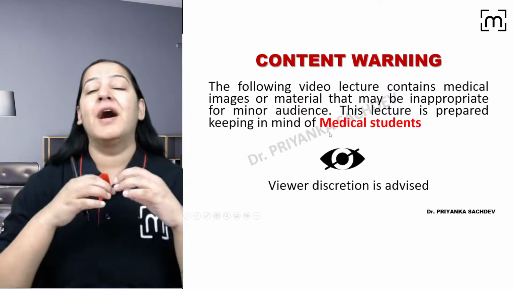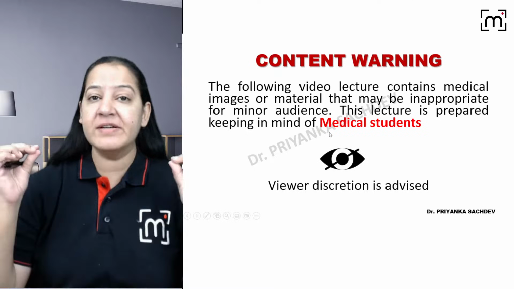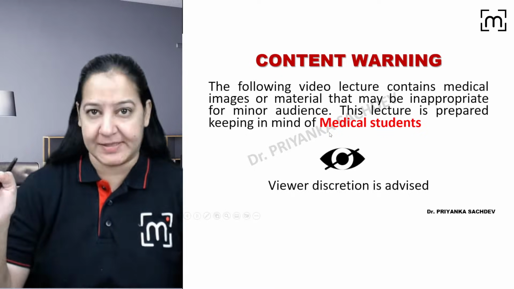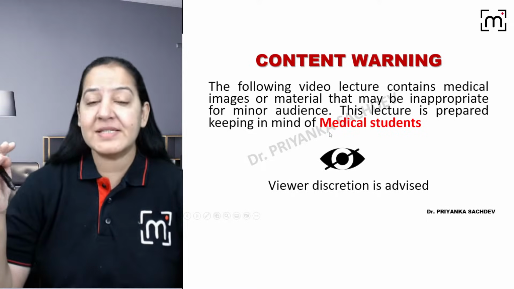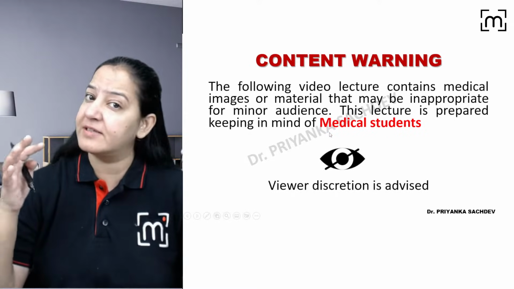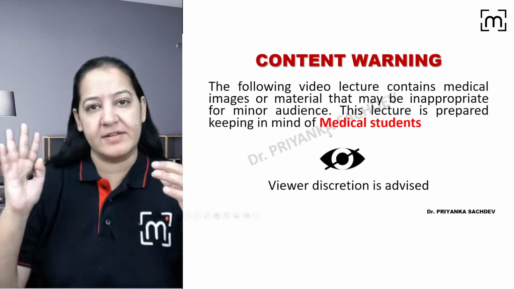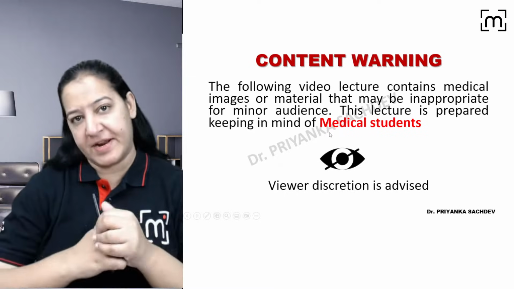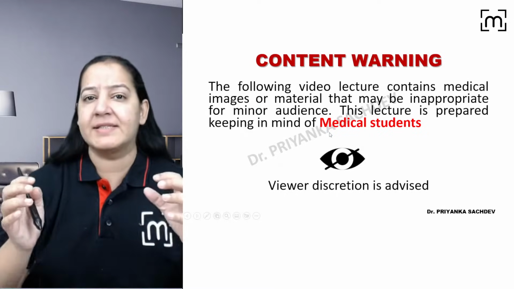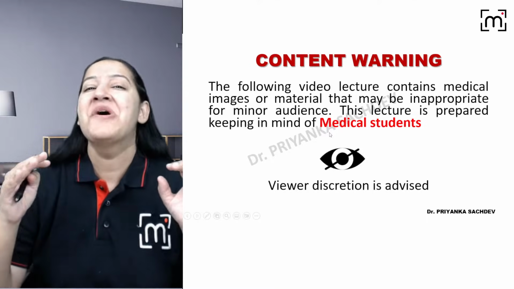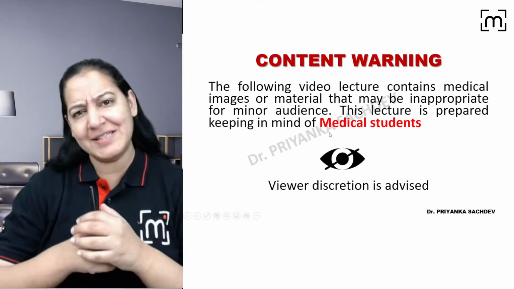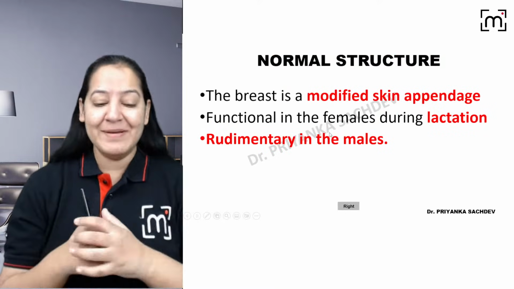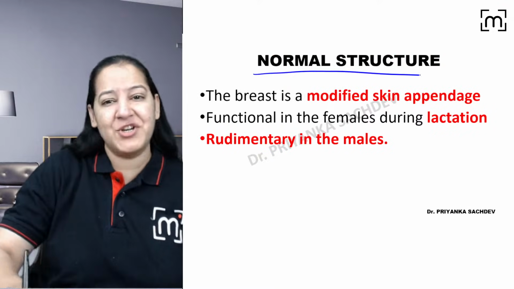Before starting, first I will give you a brief overview of the structure of the female breast. Breast cancer occurs 99% in females, but 1% it can occur in males also. So first I will teach you the structure of the female breast, so that you will have a better understanding of the histopathology of breast cancer. Let me start with the normal structure of the female breast.